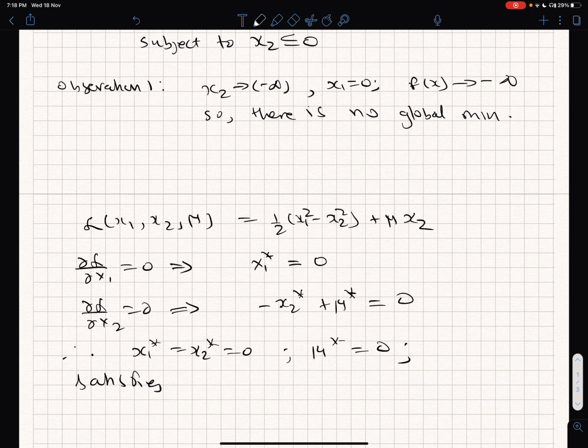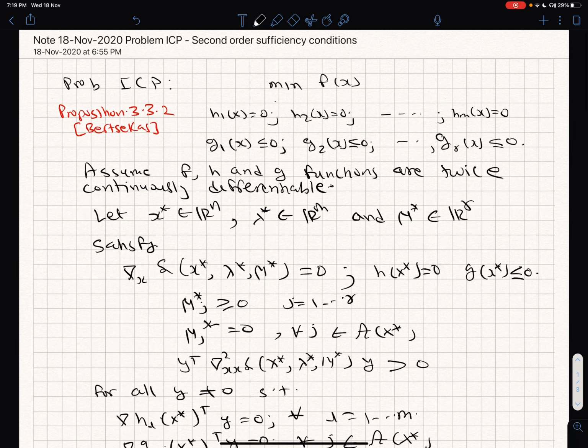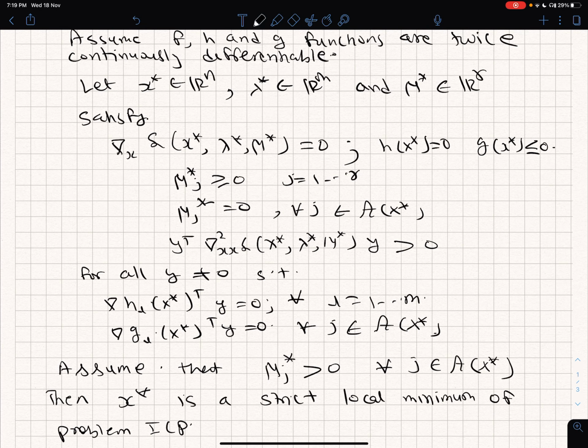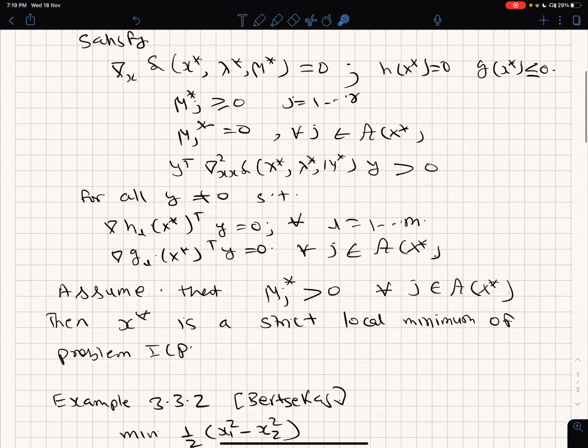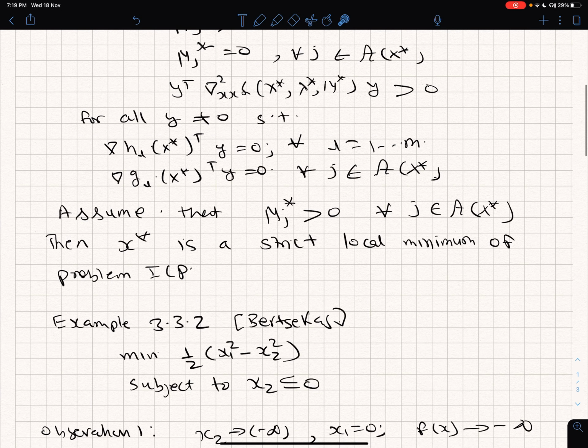satisfy all the above conditions except that mu star should be greater than 0. No, no, is it not? I mean, first of all, to see, this is obviously not satisfied. This one we need to check.